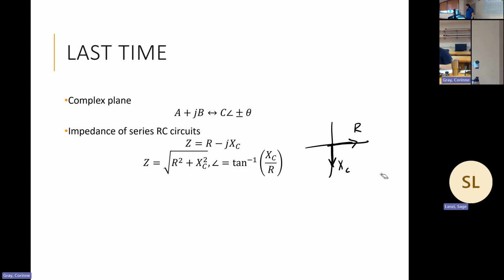Again, the top equation there is technically the rectangular form. The bottom equation there gets us into the polar form of the equation. So both of those are the impedance, and we can go back and forth between them however we want to. Any questions from last time?